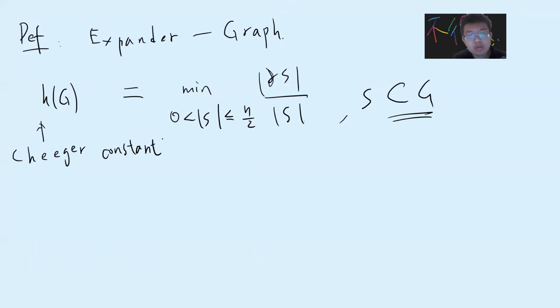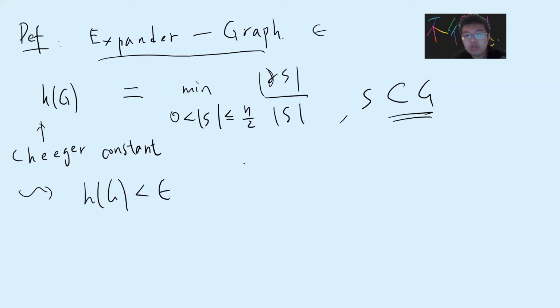usually an expander will have some parameter epsilon. The idea is that you choose over all S, so this is a minimum over S. If h(G) is at least epsilon, then we will call this graph an expander graph.